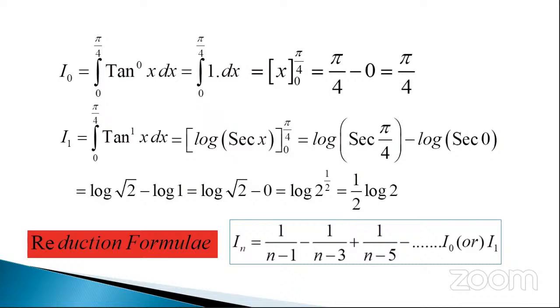What is the value of I1? I1 equals 1 by 2 into log 2. I0 means pi by 4. Am I clear? Now, let us take one example.